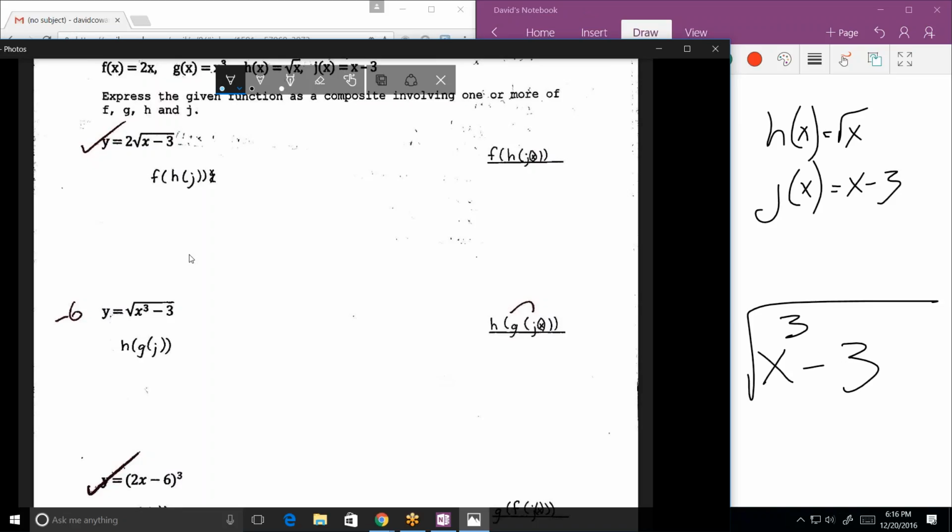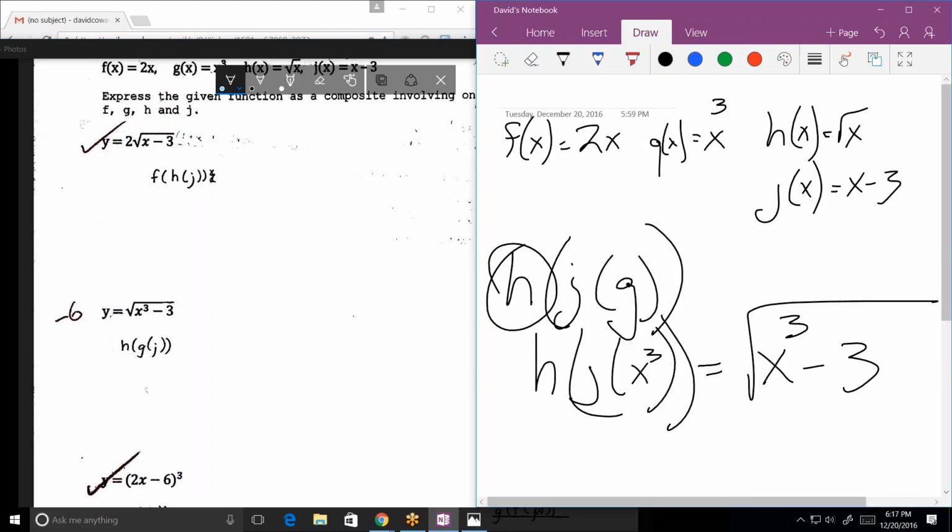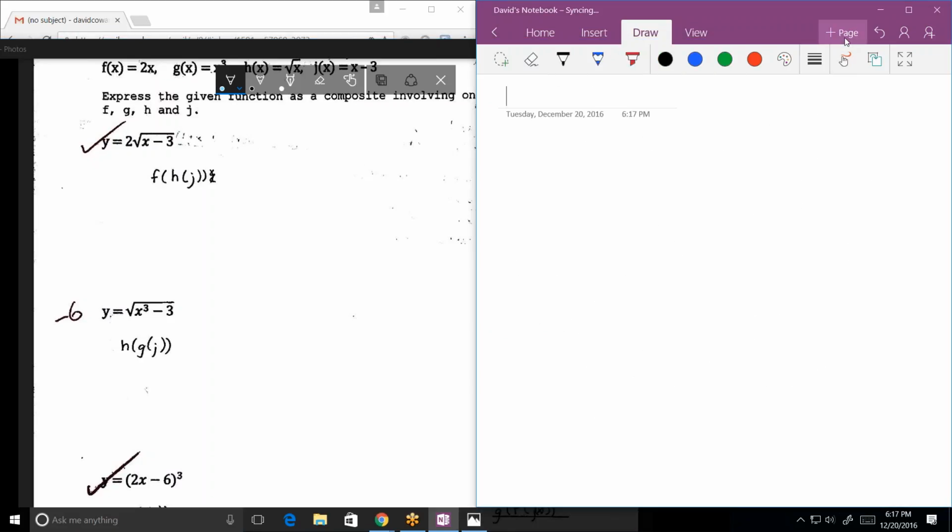Notice that this bottom one is x minus 3 times 2, right? In other words, I can factor a 2 out. So yes. I know I need to use the j function because I'm looking at an x minus 3. I need to use the g function because I'm looking at a function cubed. And after I factor the 2 out, I'm looking at the f function. So this should be a piece of cake.